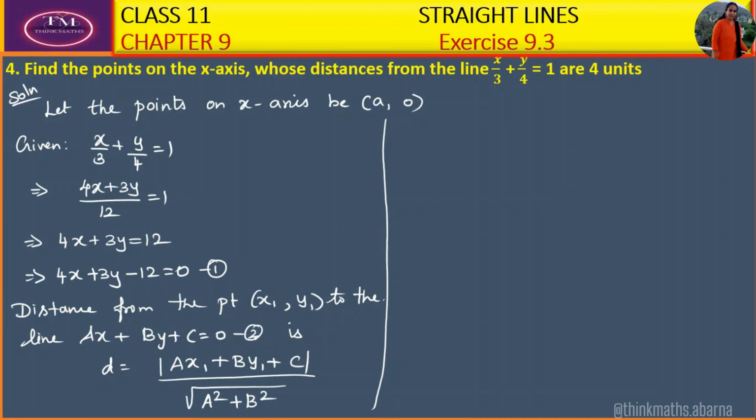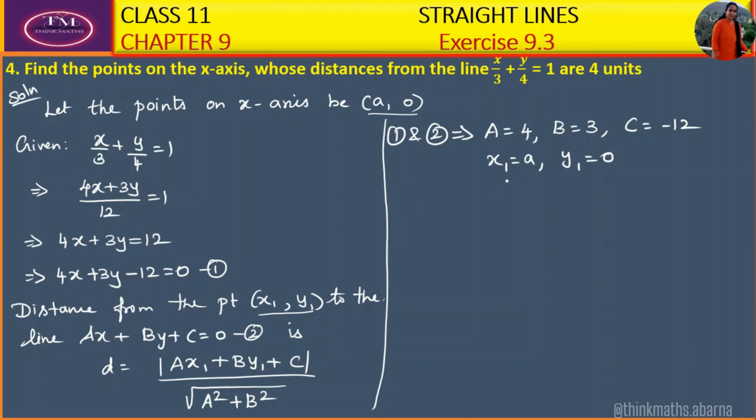Now if you compare 1 and 2, 1 and 2 say that A is equal to 4, B is equal to 3, C is equal to minus 12. And the point is A comma 0. So if you compare these 2 points, we will get x1 equal to A, y1 equal to 0. So what is distance? Distance is given as 4 units. So it is given that d is equal to 4. Now substituting everything in this formula.